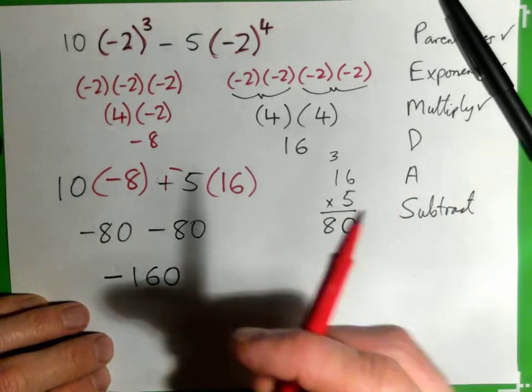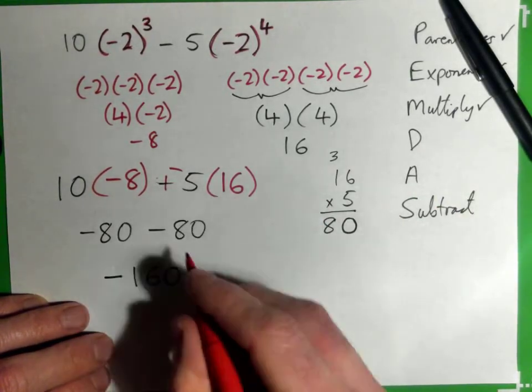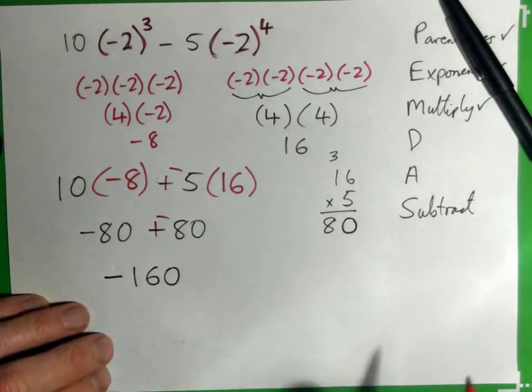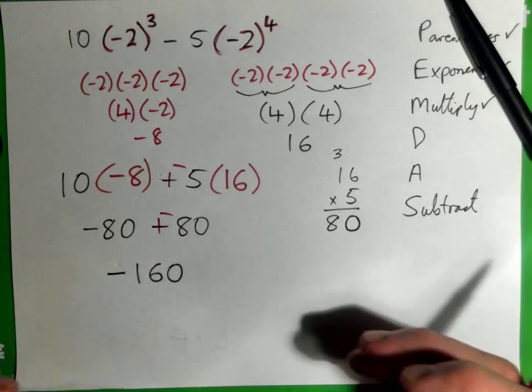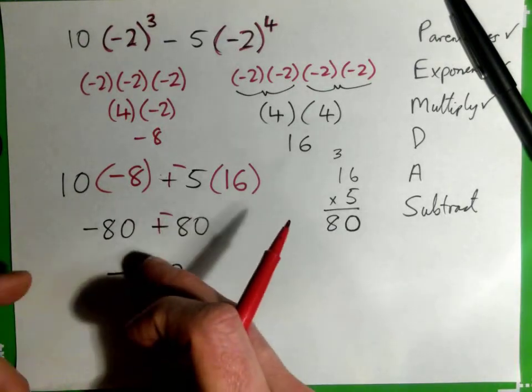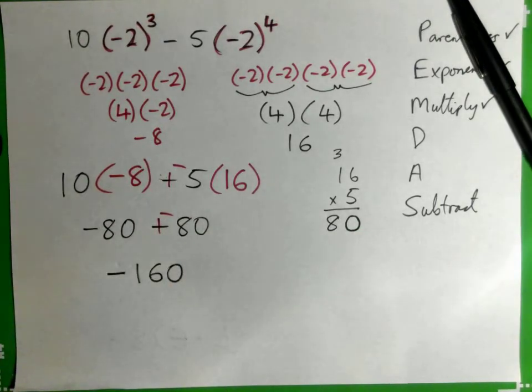And some students, they go, oh, here's subtract, I'll change it to plus negative. So it's 80 negatives plus 80 negatives, 160 negatives. 80 bad guys, 80 bad guys, 160 bad guys. So that's the answer. Good work.